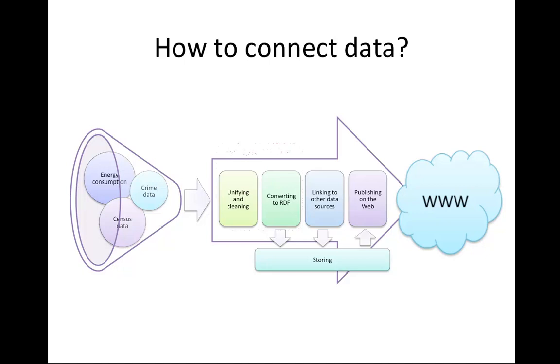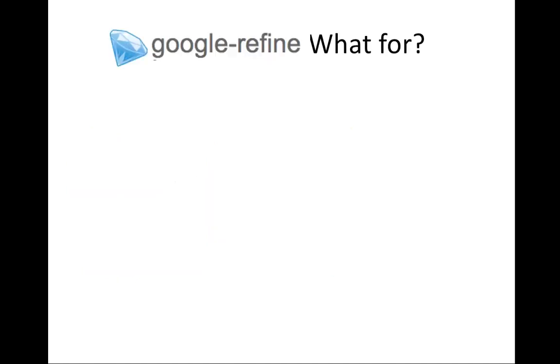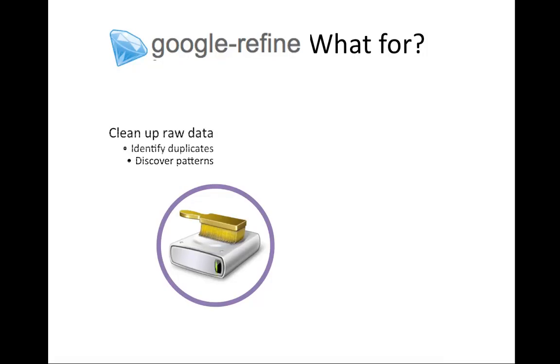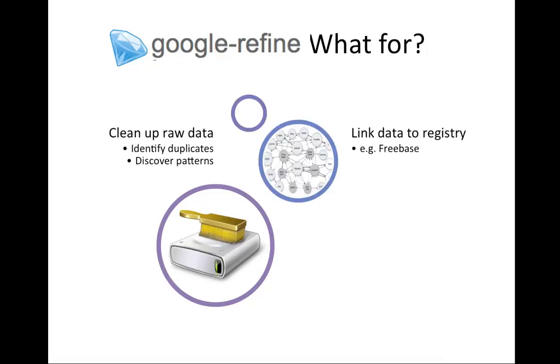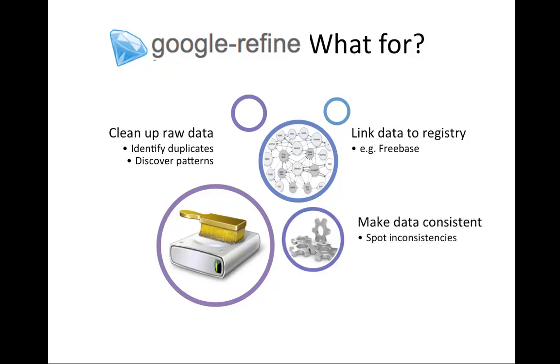Both of the steps will be performed in Google Refine, but before we start using it, it's worth mentioning a few words about its capabilities and functionality. Google Refine is a powerful tool that can be used for cleaning up raw data and linking data to registries, such as, for example, Freebase. It can be used to help identifying duplicates, discovering patterns in data, and spotting inconsistencies in uploaded data. Very good tutorials about general capabilities of Google Refine were provided by creators of the tool and are mentioned below in the description of the movie.